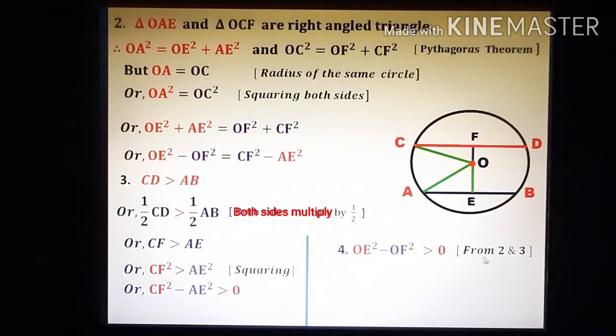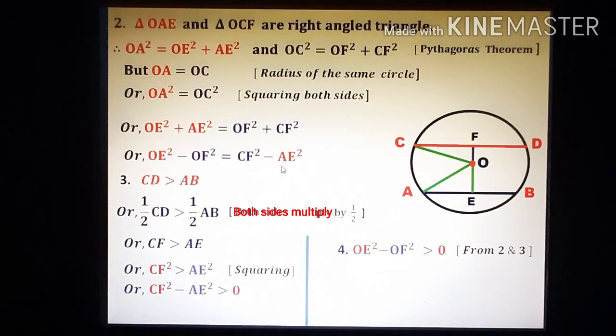Yes, what have I written? From 2 and 3 we got, you see, what is the last line of 2? Yes, OE square minus OF square is equal to CF square minus AE square. And in 3, what did we get? CF square minus AE square is greater than 0.